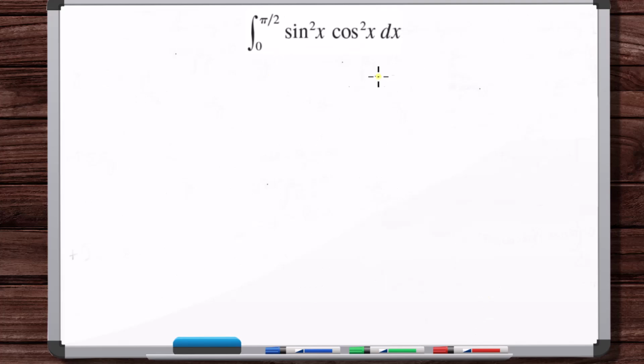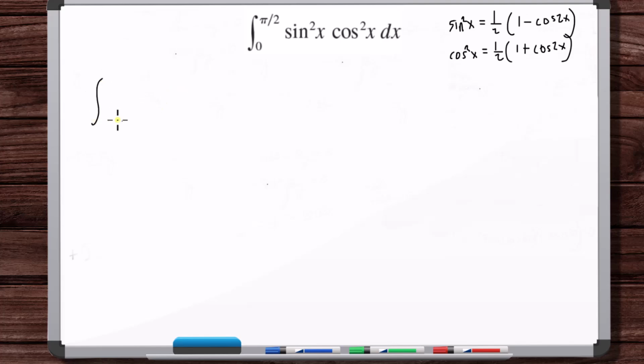Okay, so we've got two even powers of sine and cosine. For this, we need to use the half angle identities. So sine squared of x is equal to 1/2 (1 minus cosine 2x), and then cosine squared x is 1/2 (1 plus cosine 2x).